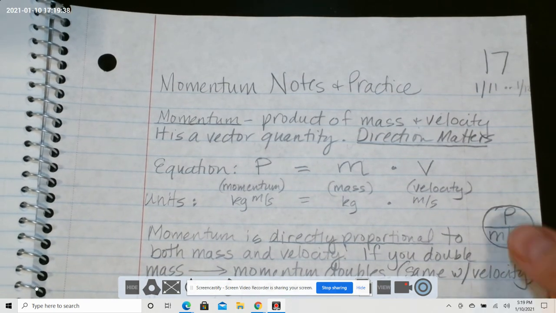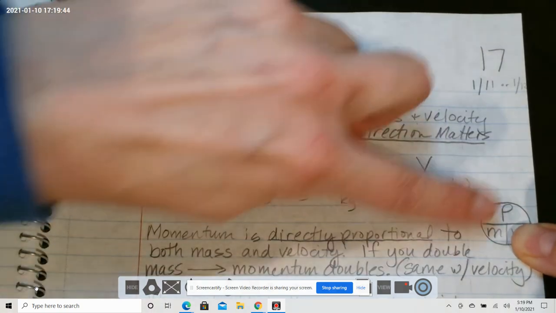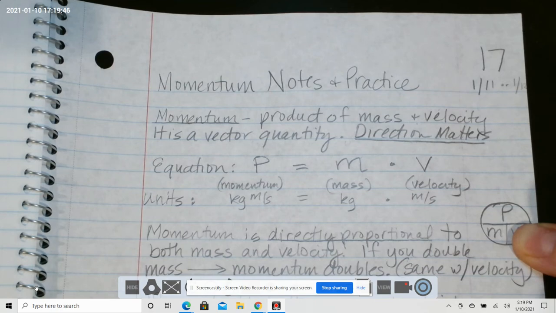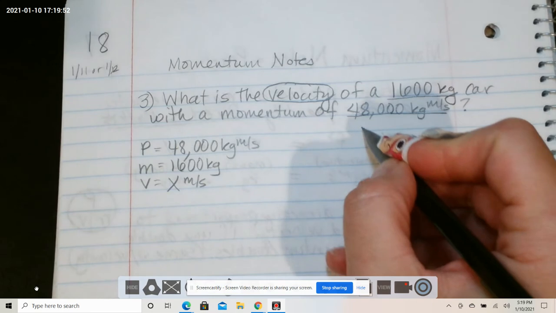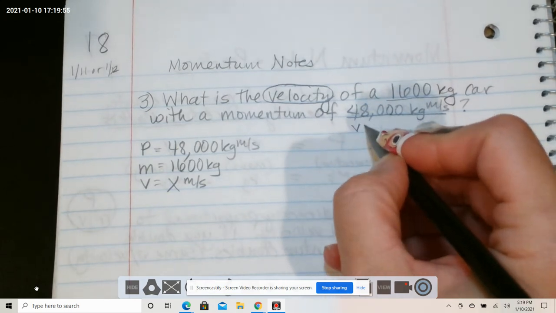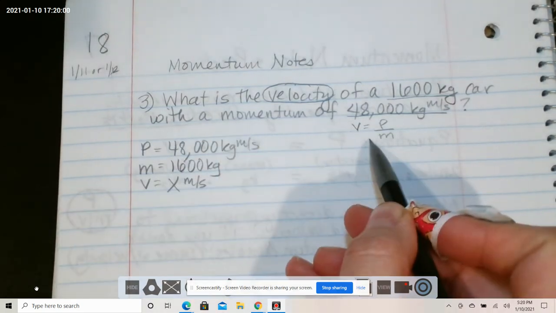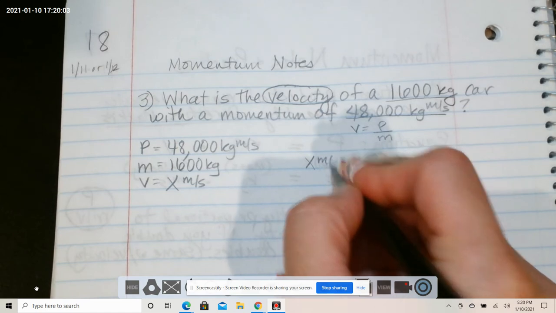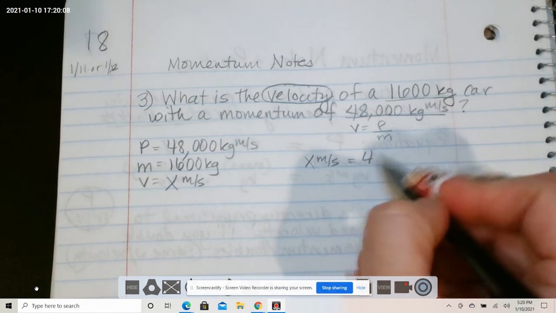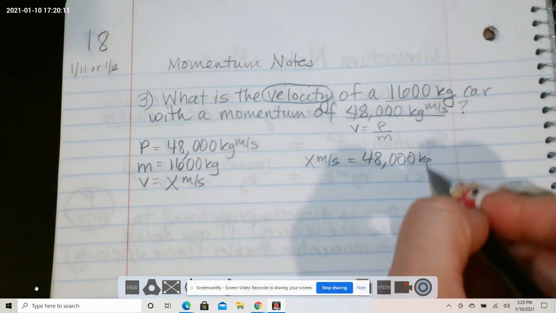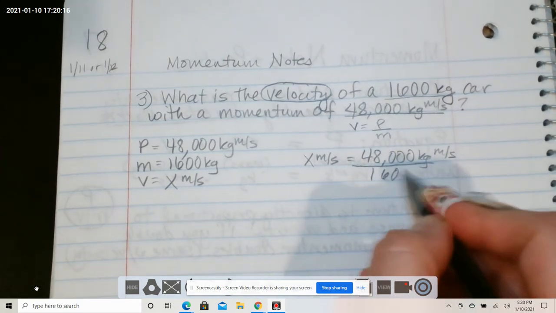But for sake of just doing it again, if we're looking for velocity, we cover up V and we have P on top of M. So momentum divided by mass. Let's go ahead and write that out just for the sake of being able to see it. So my velocity equals momentum divided by mass. And now I just plug these numbers into this equation. So velocity is x meters per second. That's what I'm looking for. Equals my momentum is on top. So my momentum is the big number, the 48,000 kilograms meters per second. My mass is on bottom, 1,600 kilograms.